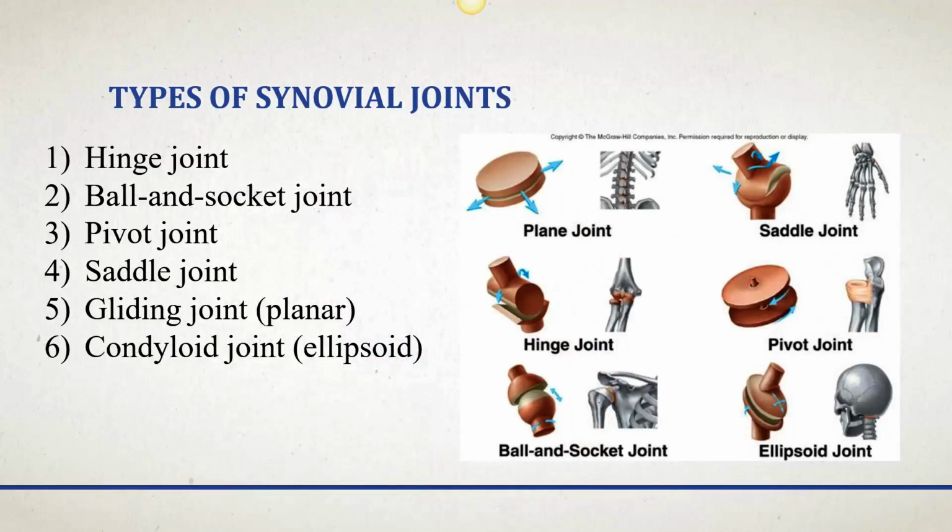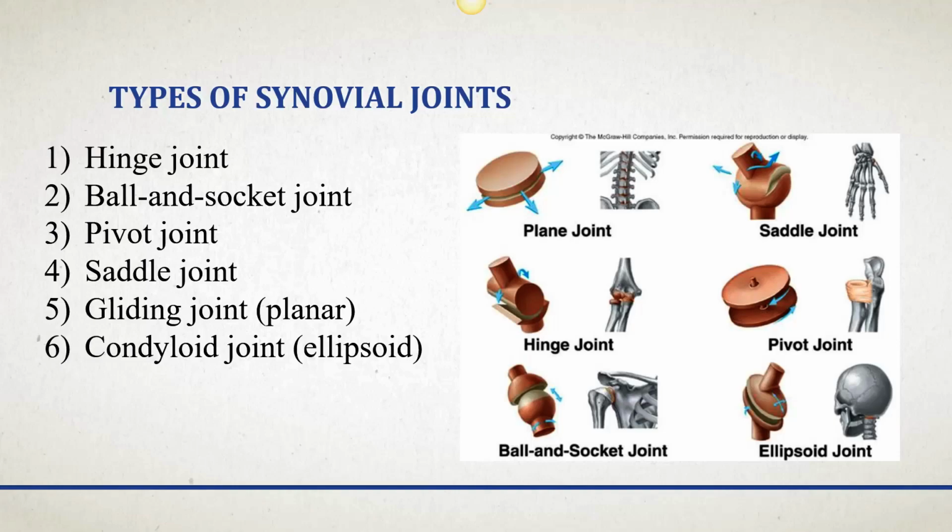So what are the types of synovial joints? The first one is a hinge joint. A hinge joint is going to move in one direction, like the hinge of a door. So this is a picture of a hinge joint. And an example of where you would find a hinge joint would be the elbow. So the elbow, the knee, and some of the fingers.